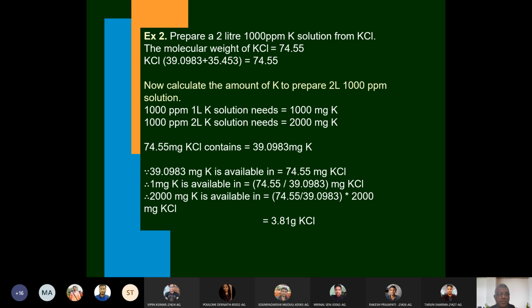Then how much KCl will supply this much of K? So 39 milligram K is available from 74.55 milligram KCl. Then 1 milligram needs 74 by 39 milligram KCl. And then 2000 is required. So 2000 into 74 divided by 39, and you get 3.81 gram. Some can get the answer in milligram also. It makes no difference.